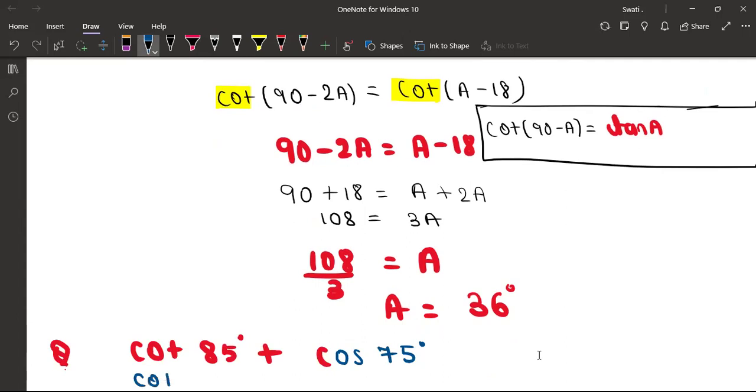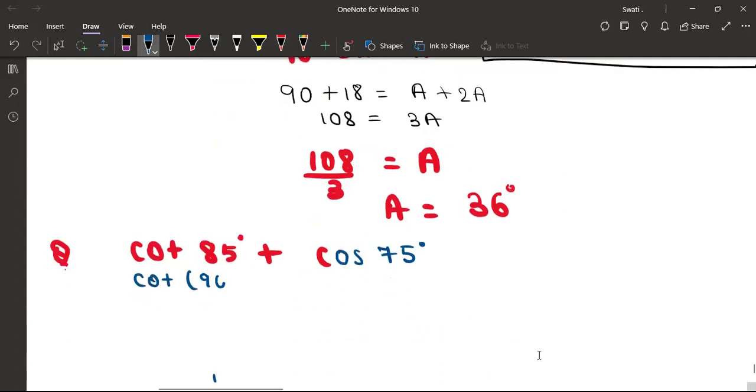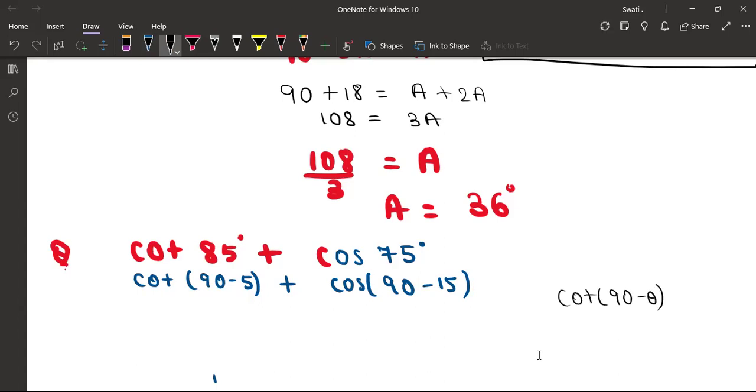Can we write 85 as 90 minus 5, Manya? Yes. Okay. Can I write 75 as 90 minus 15? Right? I have written the other things as it is. These angles I have written in the 90 minus form: 85 as 90 minus 5, and 75 as 90 minus 15. Now if you notice, two formulas are coming here. What is the formula of cot 90 minus theta, and what is the formula of cos 90 minus theta? Can you tell me what the formula of cot 90 minus theta was?